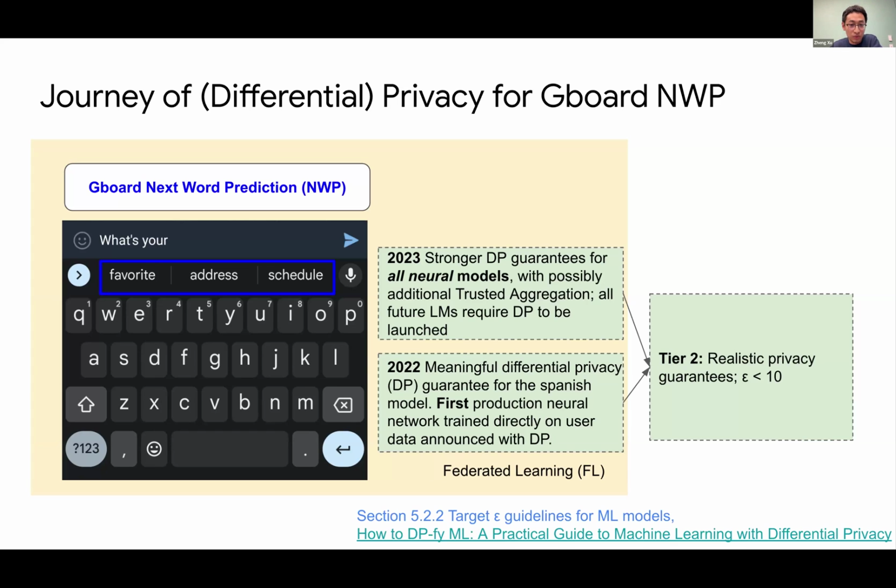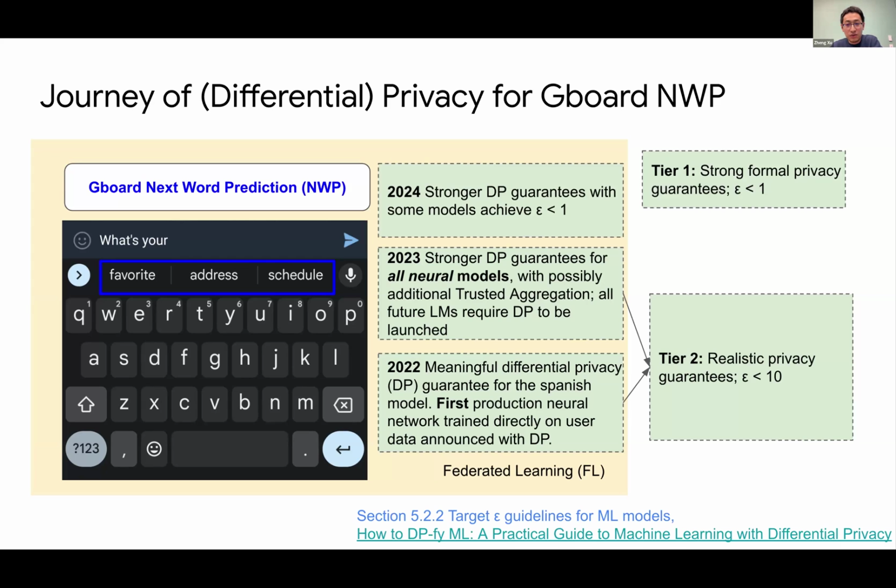In 2022, we had the first production neural network. As far as we know, this is the first production neural network trained directly on user data announced with DP. Then we got all these next word prediction models with DP. And another thing I want to mention is that in 2024, with our recent advances, we got some of the models with very strong DP guarantees of epsilon smaller than 1.